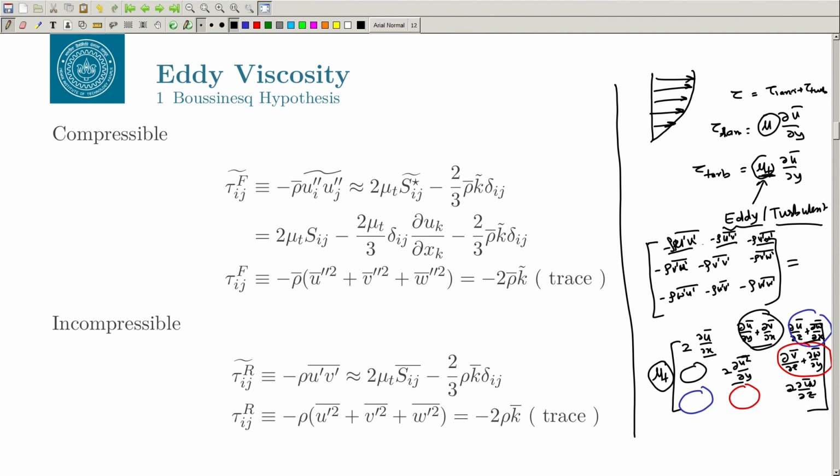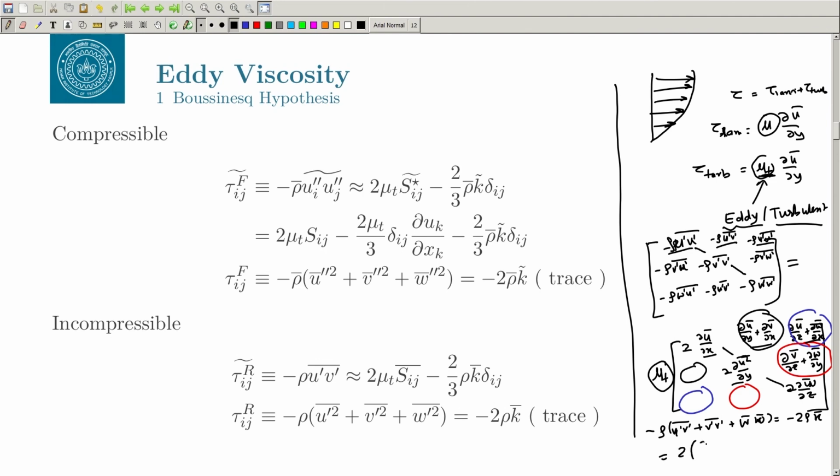If you add the trace here, what is the trace? The trace here will be minus rho u prime squared bar plus v prime squared bar plus w prime squared bar, which is nothing but twice the kinetic energy. So basically minus 2 rho k bar, where k is the turbulence kinetic energy. However, if you add these 3 terms, what will happen? This is written for incompressible flow.